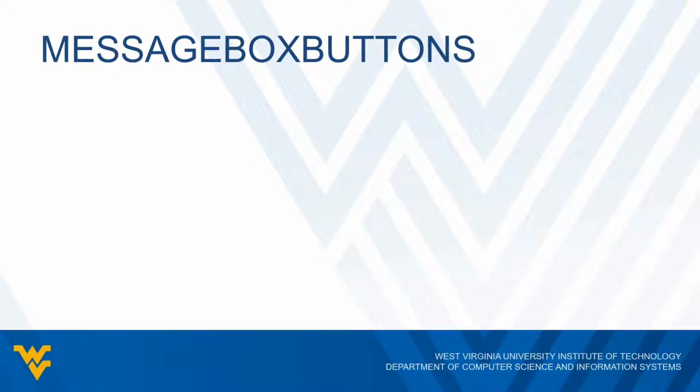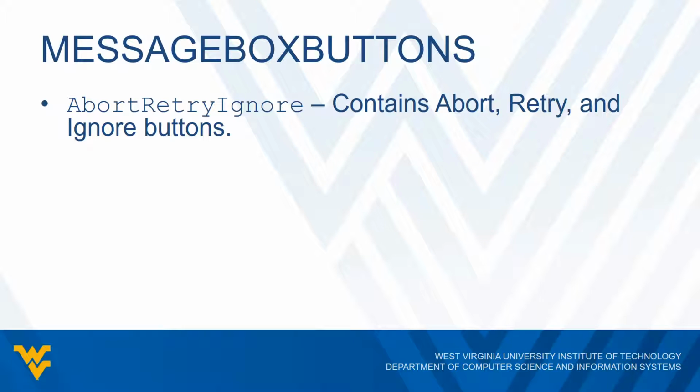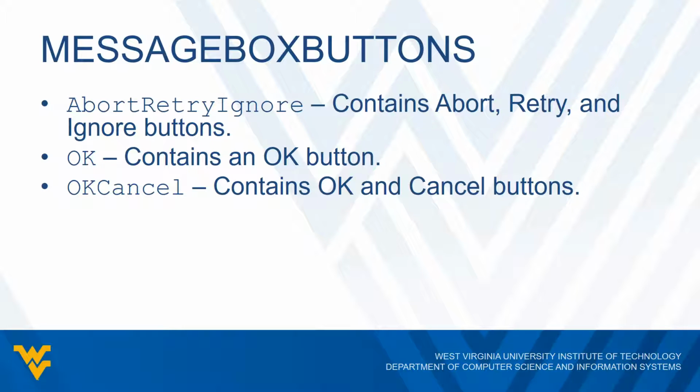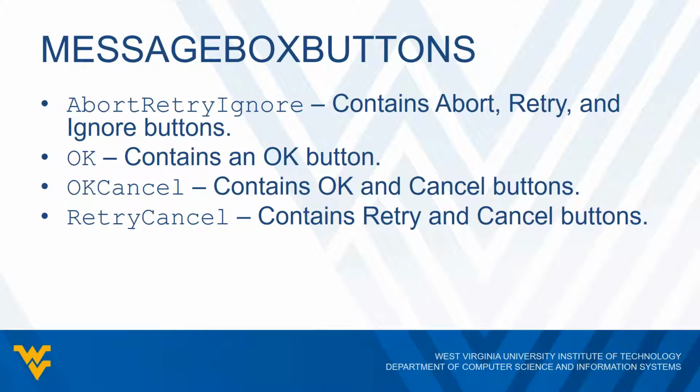Let's actually look at both of the enumeration types and see what those possible values are. So we'll start with MessageBoxButtons. One value is AbortRetryIgnore, and that just means that we can include abort, retry, and ignore buttons in our message box. We have the OK value, which means that we would display just an OK button in our message box. We have the OKCancel value, which we mentioned a little bit before. So this would give us both OK and cancel buttons for the box. There's the RetryCancel value, which just means that we can include retry and cancel buttons.